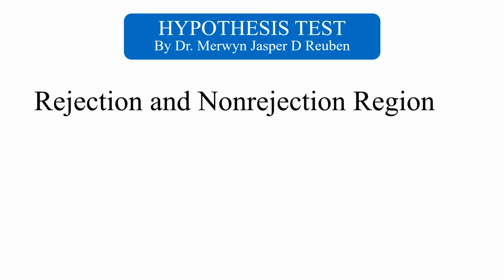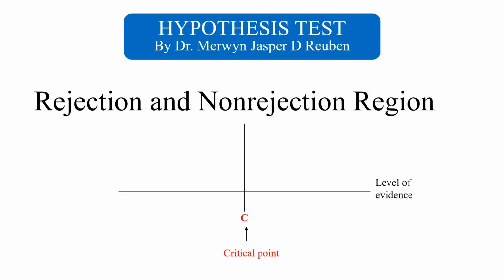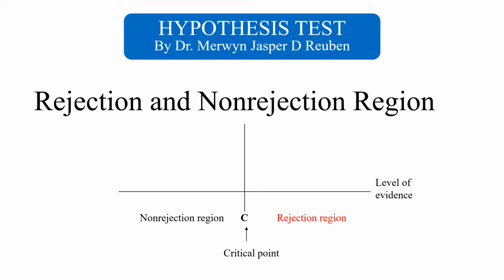Next, rejection and non-rejection regions. If we plot level of evidence for rejection of the null hypothesis along the x-axis, then there will be a point C which is called the critical point, which will determine whether we reject or accept the null hypothesis. So the region left of the critical point is called the non-rejection region. The region right of the critical point is called the rejection region.